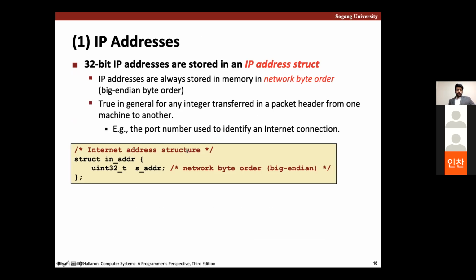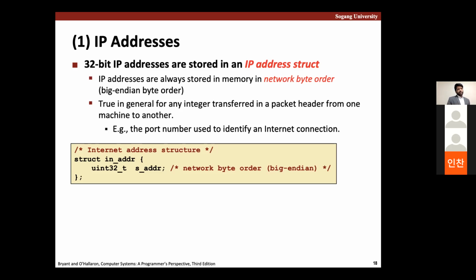Okay, the first one is the IP address. An IP address is an unsigned 32-bit integer stored in an IP address structure inside the system. So it's nothing more than a data structure which has an unsigned 32-bit integer field. These IP addresses are always stored in memory in network byte order, so they always use big endian byte order.